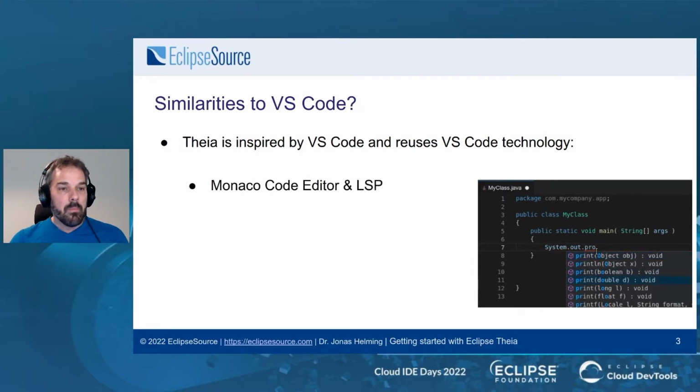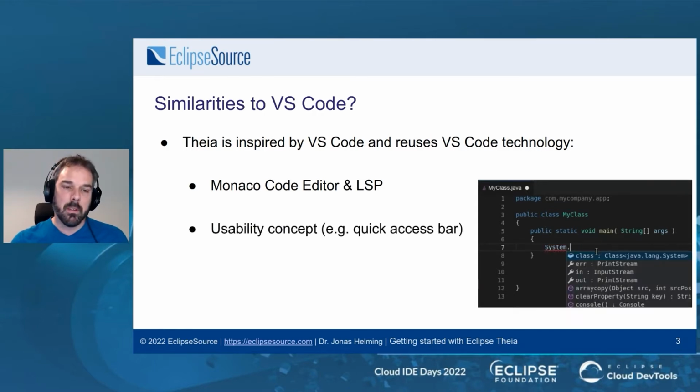Most obvious example is the Monaco code editor. That's the code editor used in Theia, working with LSP, so you can install language servers to support all different kinds of languages. It's a very advanced code editor. It's the same in VS Code as in Theia.